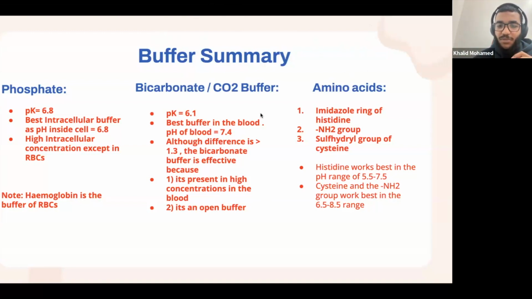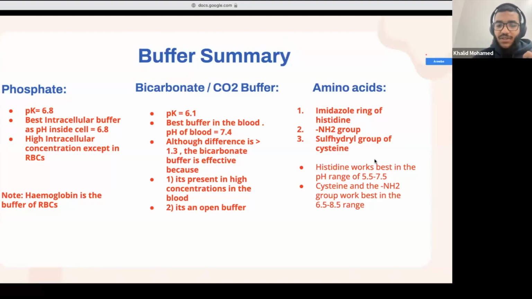And the last buffer you need to know about is amino acids. We have 3 groups that can work as buffers. One is histidine, and specifically the imidazole ring, which is a group in histidine. Then we have the amino group in all amino acids. And finally, the sulfhydryl group of cysteine. So cysteine, histidine, and amino acids in general can all work as buffers. And these are the ranges. Now, this is not very important, but I just put it here for completion's sake. Cysteine works best in the range of 5.5 to 7.5, while histidine and the amino group work best in the 6.5 to 8.5 range. So I hope this is clear.